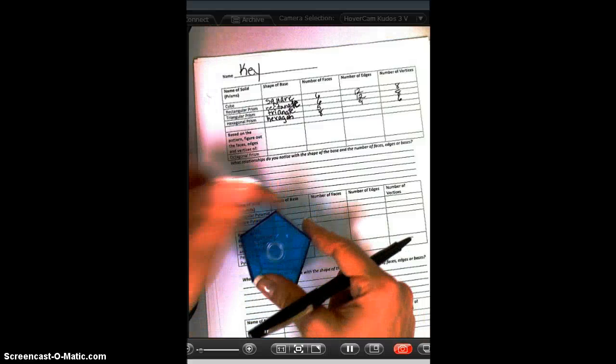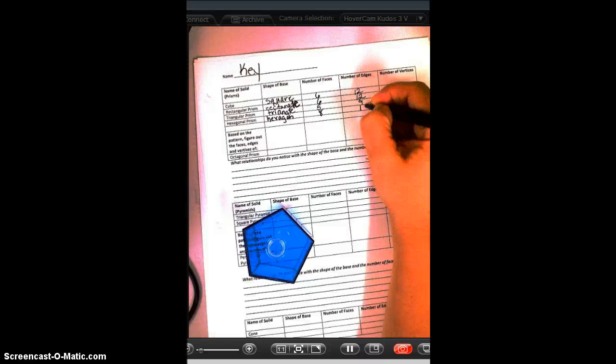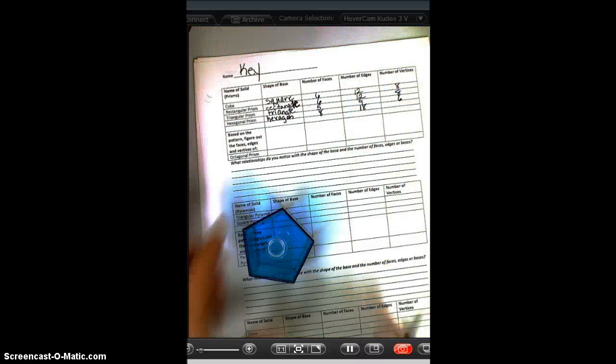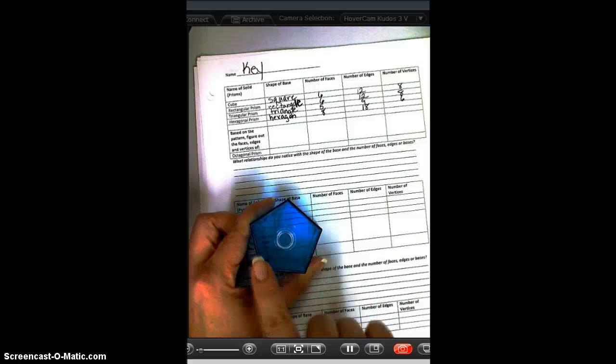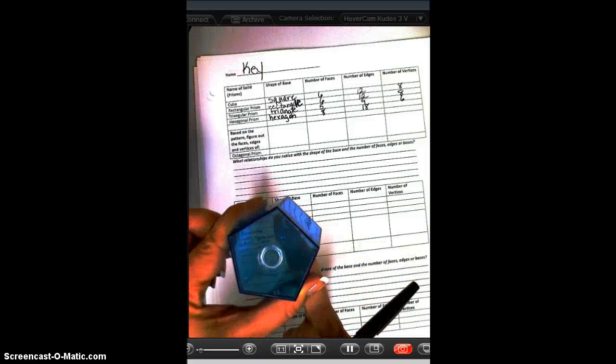13, 14, 15, 16, 17, plus the missing side would make it 18. And then number of vertices, 1, 2, 3, 4, 5, plus the missing one would be 6, and then down here another 6, that would make it 12.